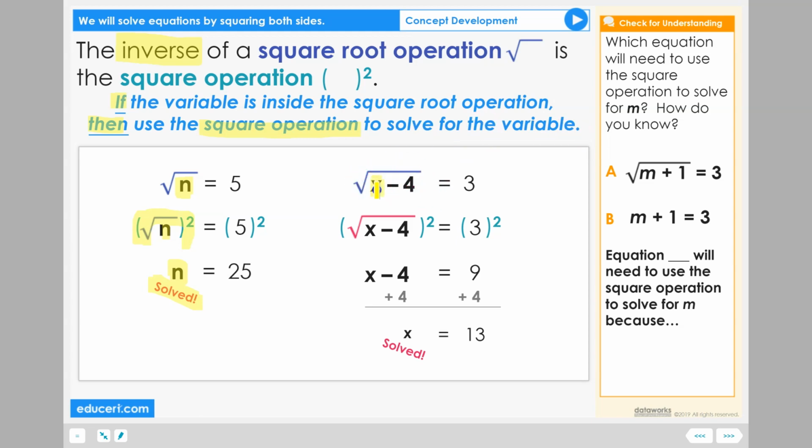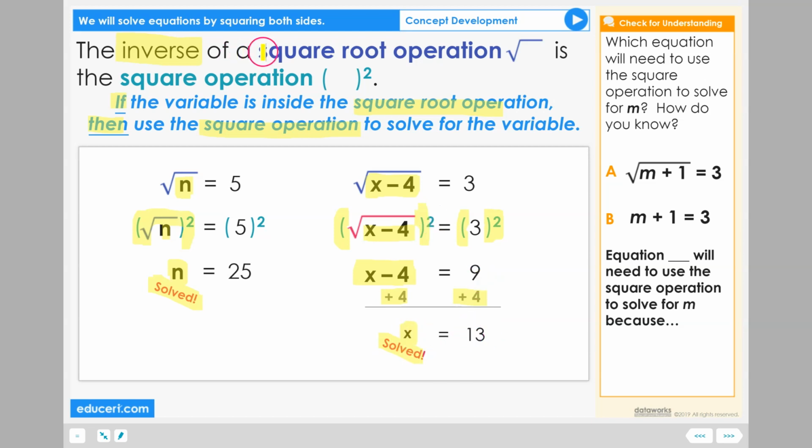Here, the variable is underneath the square root operation, but the variable term also has a constant term inside of the square root operation. We need to square the whole expression, and we square both sides because we keep our equation balanced. And then that whole expression gets to come out of the square root. Now we can start to solve it using our common equation solving methods, adding 4 to both sides, having the variable be isolated, and that equals the value that we calculate on the other side. And in this case, x equals 13.